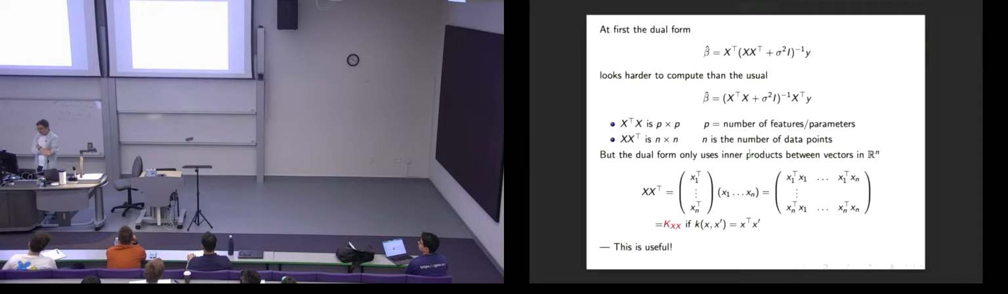But the key observation here is that this dual form, because it uses x transposed, only uses inner products between the input locations. So I'm assuming these are vectors here. Okay. So you could write this in terms of covariance functions as a Gram matrix, our k from before, if we had this covariance function k, which was x transposed x. Okay?